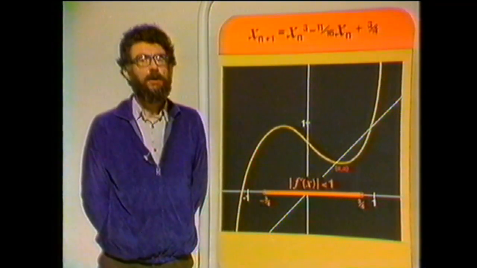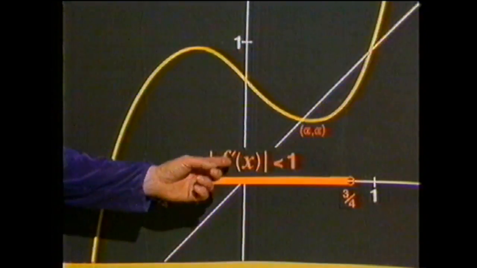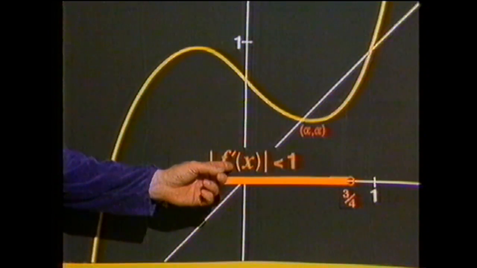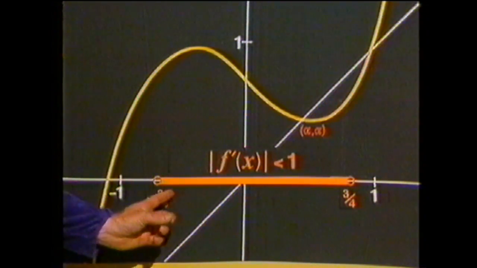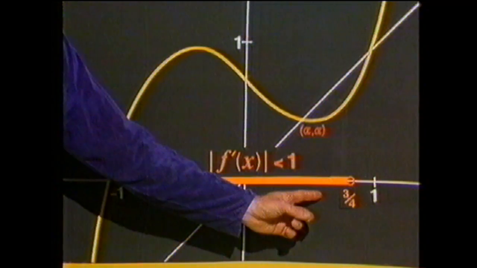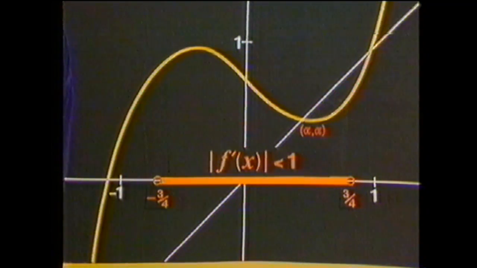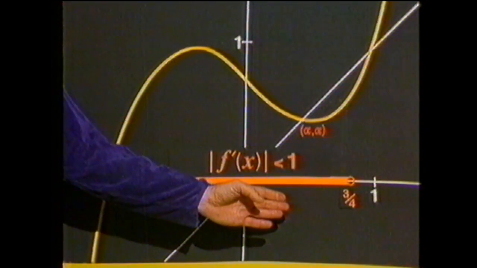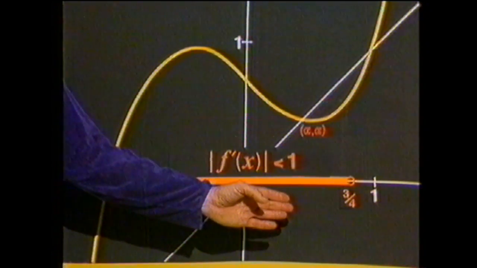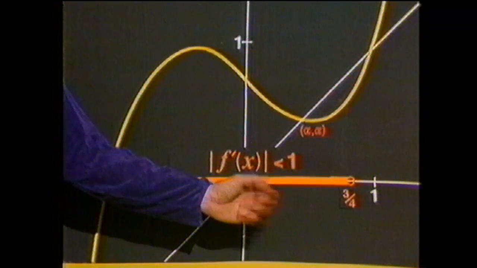What Bob did was to take the derived function of the iteration function and find those values of x to which the derived function has modulus less than 1. And he found that when x lies between minus 3/4 and 3/4, then the modulus of the derived function is indeed less than 1. So, if you take any point in this interval, the tangent at the corresponding point on the curve has slope of modulus less than 1.